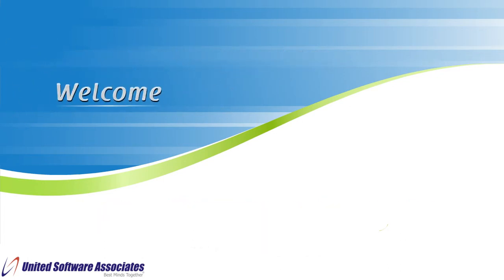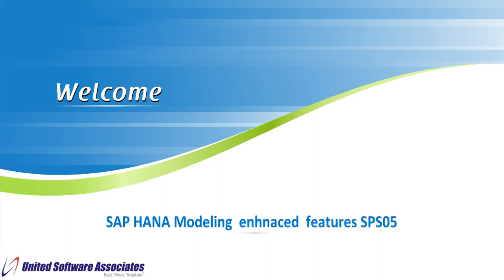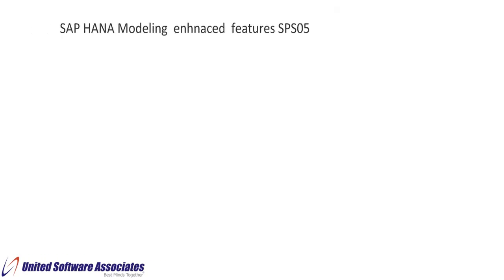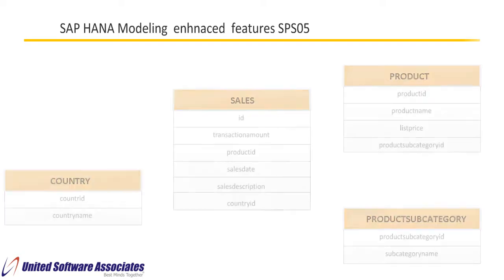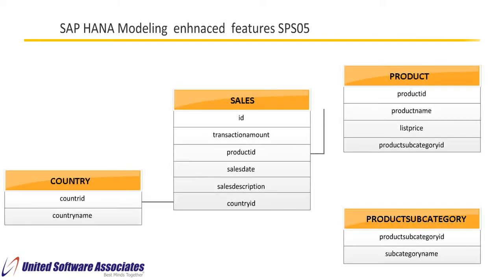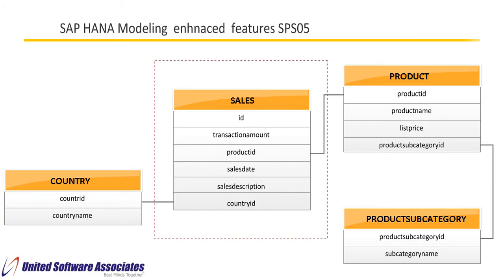Welcome. In this video we will see new enhanced features of SAP HANA SPS05 modeling. As of SAP HANA SPS05, the editor of attribute view and analytic view has been revamped. In our example, sales is the fact table; country, product and product subcategory are master tables. So we need to create attribute views for product and country, and an analytic view for sales.